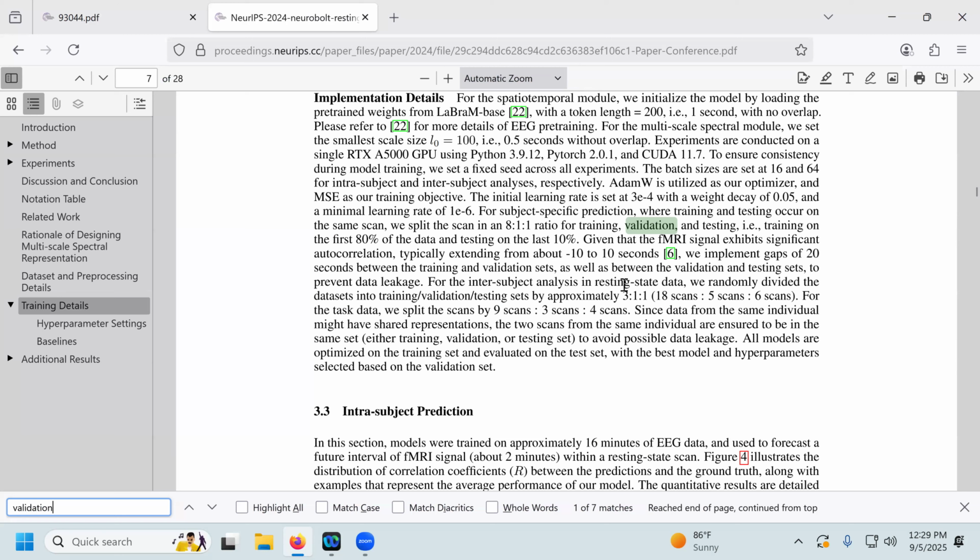For inter-subject analysis, they don't talk about where's the intra. Oh, inter-subject: we randomly divided the data sets into training and validation by 1 to 1. So 18, 5, and 6 for the task data. So they do split across subjects, it looks like. I imagine, since two scans from the same subject aren't sure to be in the same set. Yeah, okay, that's good.